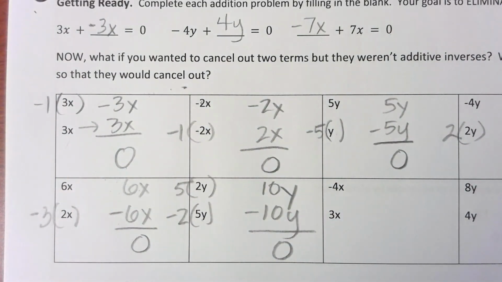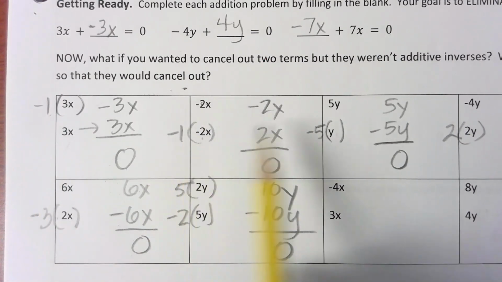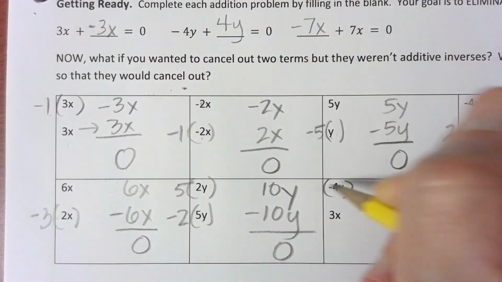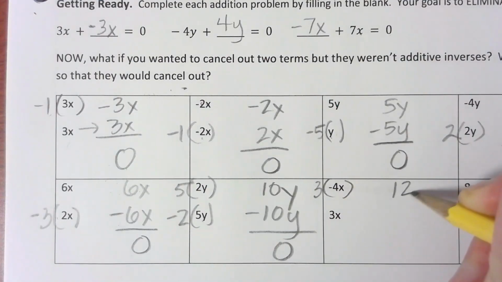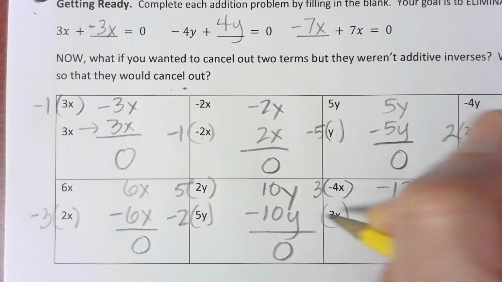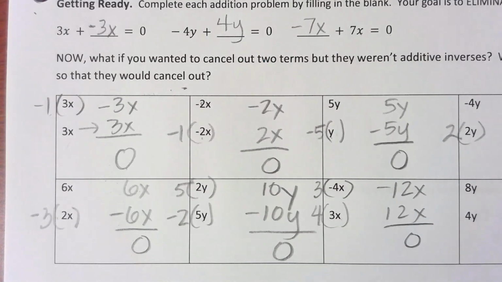Okay, so we're thinking about canceling. Sometimes you have to multiply just one of the numbers or one of the variables, but sometimes you have to multiply both. Okay, 4x and 3x. How am I going to make those cancel? Well, if I multiply this one by 3, that'll be negative 12x. And if I multiply this one by 4, that would be positive 12x, and those will cancel.